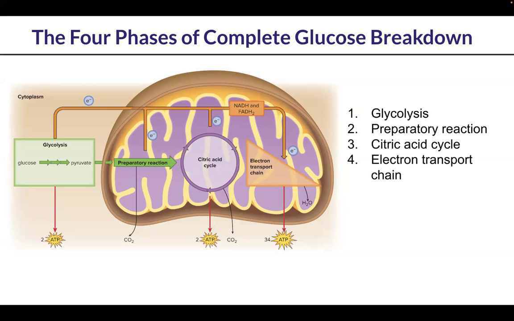So what I want you to take away from this is there's four phases: glycolysis, preparatory, citric acid, and the electron transport chain. Notice that along the whole process, we're moving electrons along the way. So think of this electron as that energy source. We're breaking this into smaller reactions so we can capture the most energy, because if we were to break glucose directly, we would lose a lot of that energy as heat.